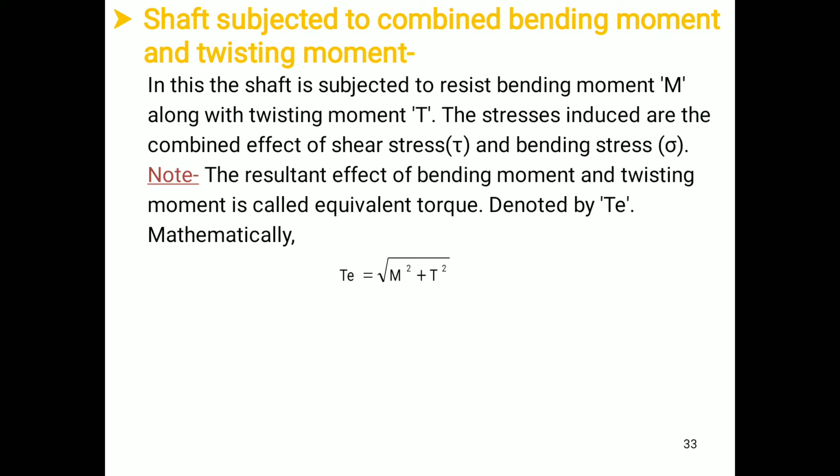So remember that when a torque is applied onto the shaft, the resultant effect is the combination of bending moment as well as the twisting moment. Such a torque is known as an equivalent torque. The bending moment plus the twisting moment together give the equivalent torque, and it is denoted by the letter Te. Mathematically, it is given by Te is equal to under root of M square plus T square, where M is the bending moment and T is the torsion.